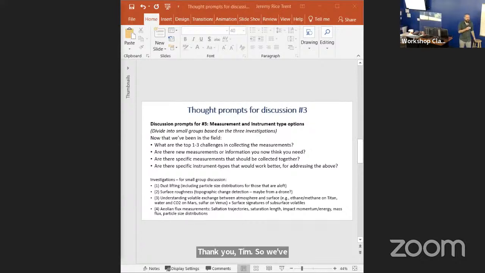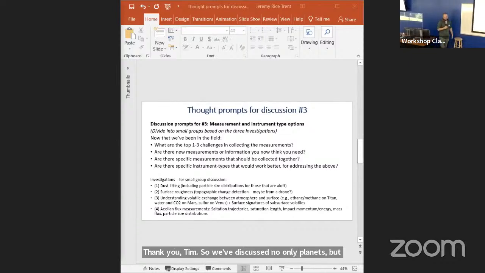So we've discussed not only planets, but also one planetary body, the moon, which has slightly different atmospheric conditions than, for example, Mars or Titan that have at least some atmospheric vapor pressure. I'm going to start, though, with our discussion about Mars and potentially Titan. We've discussed the various instruments that could go on a lander that would land on the surface of Mars.